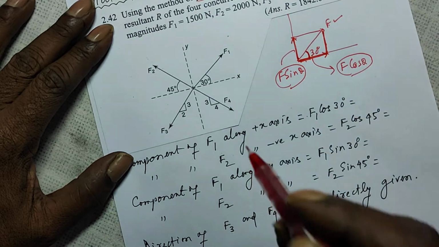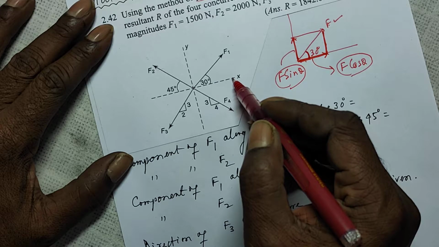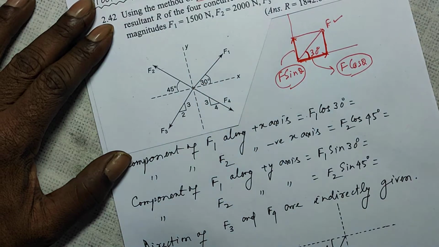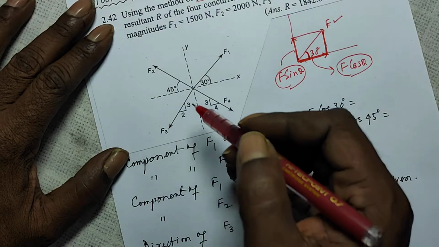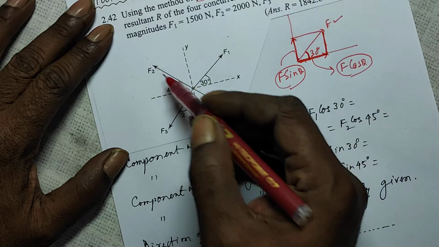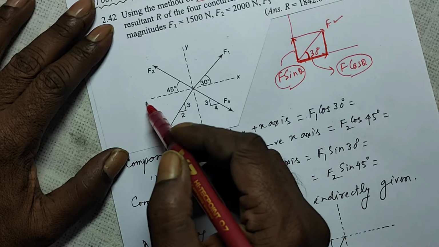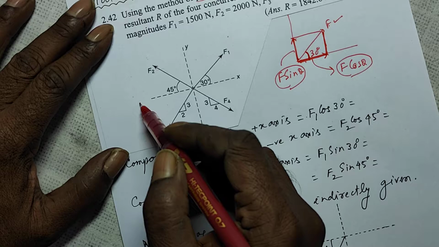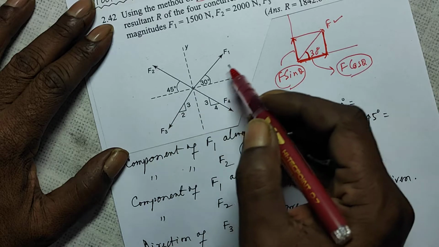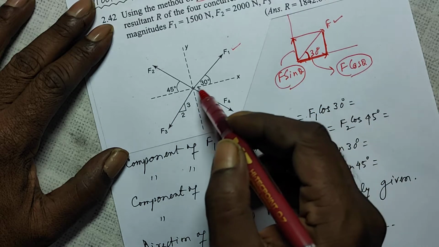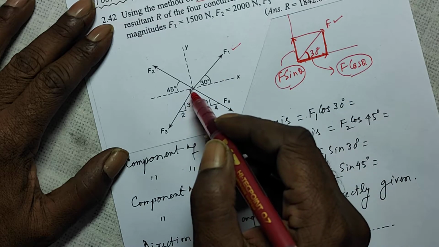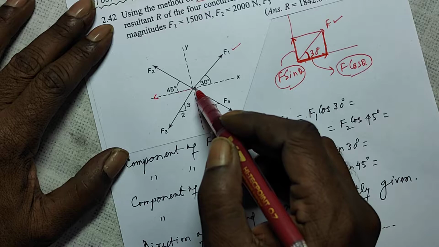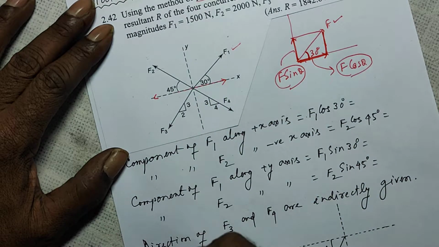So the component of F1 along the x-axis will be F1 cos 30, the component of F1 along the y-axis will be F1 sin 30. And similarly, the component of F2 along the x-axis will be F2 cos 45, that will be negative to this side. Means that will be opposing the cos component of F1. The cos component of F2, which will be to this side, will be opposing the cos component of F1 to this side.